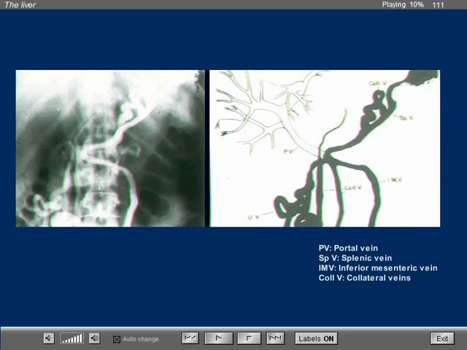In this study of the portal system, we note that the splenic vein and the mesenteric vein opacify, but we do not see filling of the portal vein. Do we have anatomical or functional obstruction of the portal vein?